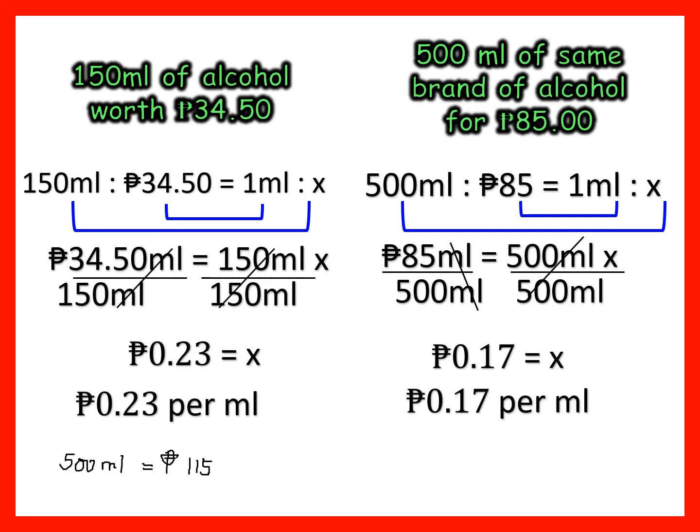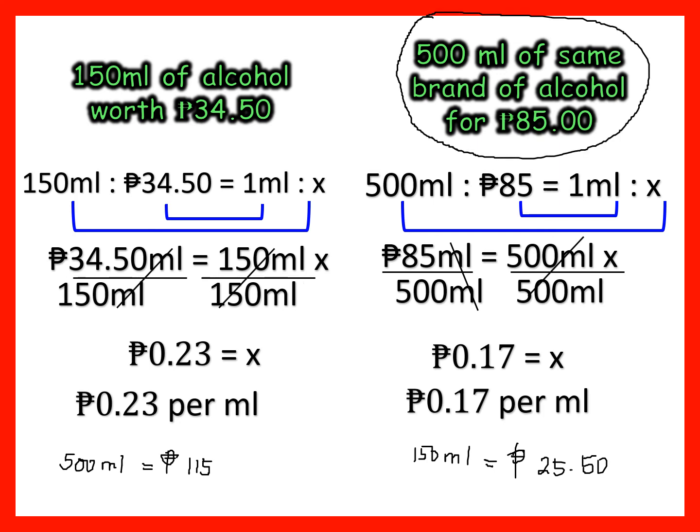On the other side, we will find the cost of 150 ml. So 150 multiplied by 0.17. Again, that's 150 multiplied by 0.17. You will have 25 pesos and 50 centavos. Compared to the other one, the cost is 34.50 and the difference is 9. Therefore, we can say that this one has a better value.